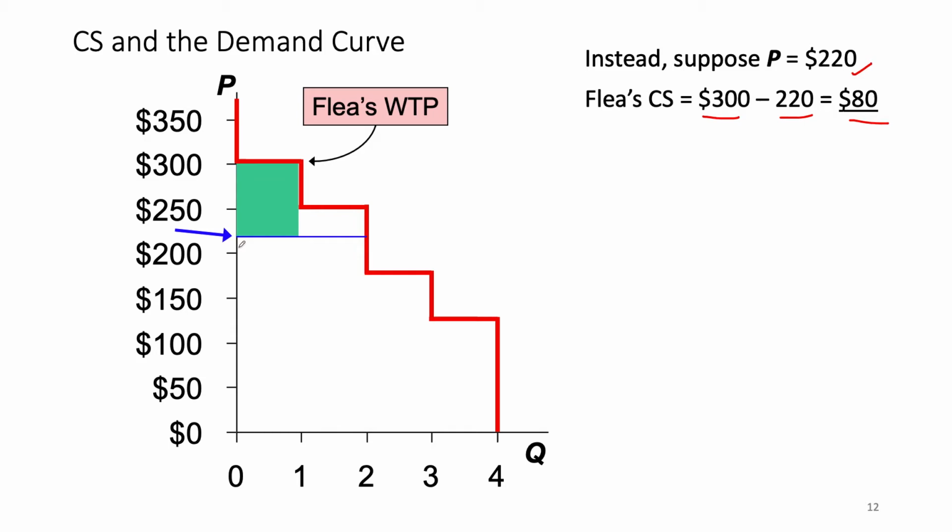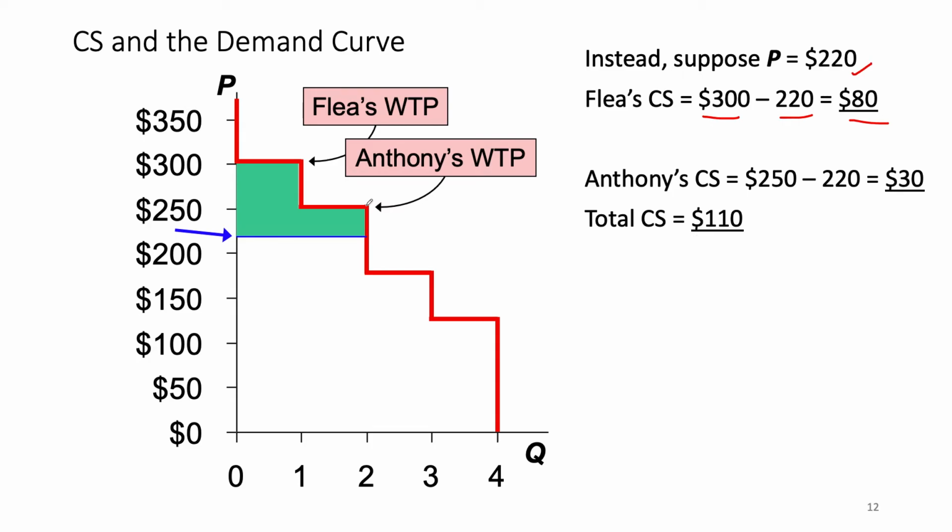A second thing happens. When the price is set to 220, the second person, Anthony, jumps into the market as well. Anthony's willingness to pay is 250. The price is 220. So now Anthony's consumer surplus would be his willingness to pay minus the price he's asked to pay. He's willing to pay 250. He's asked to pay 220. The difference is his consumer surplus, so that's $30. So when the price is set to 220, the total consumer surplus in this market is Flea's consumer surplus plus Anthony's consumer surplus, which is a grand total of $110.